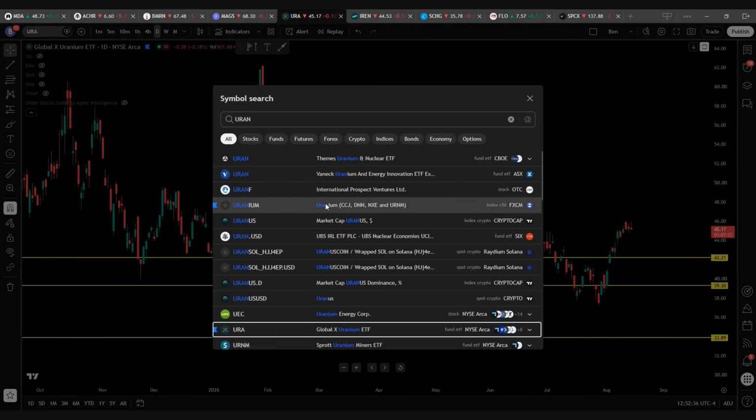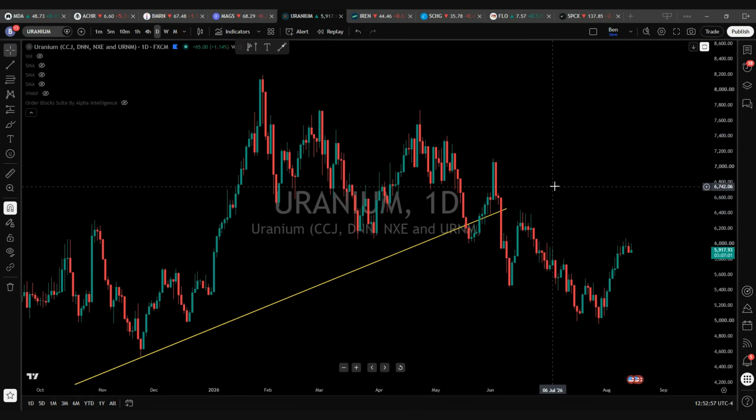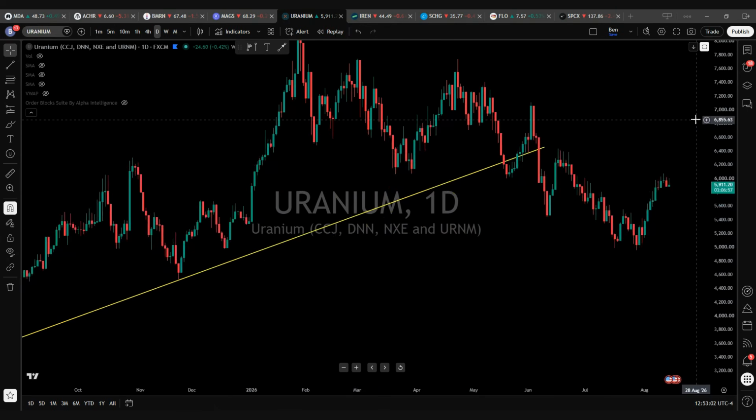So in the past, this is what I've used. You can use URNM, the Sprott Uranium Miners ETF. URA is a global uranium ETF. I've liked to use this one in the past. This is an ETF that consists of CCJ, DNN, NXE, and URNM, so it gives me a better, clearer picture of what these 4 uranium stocks are doing.